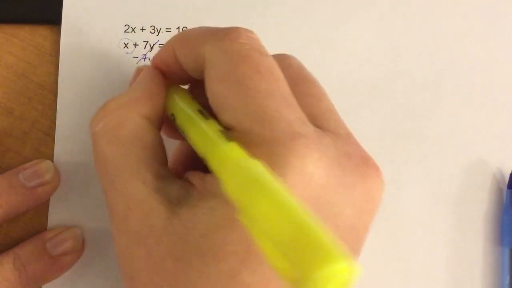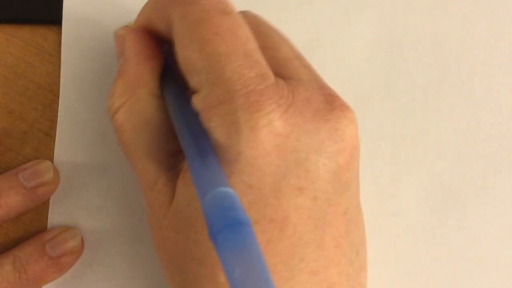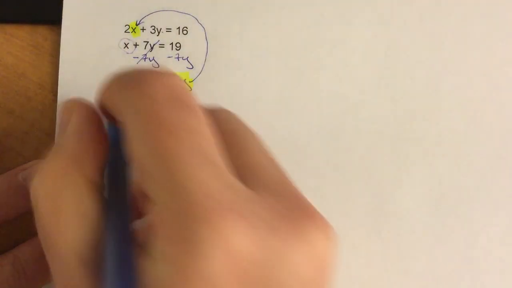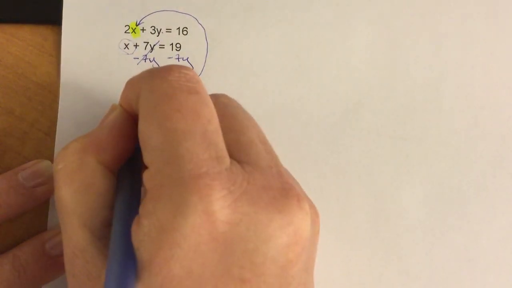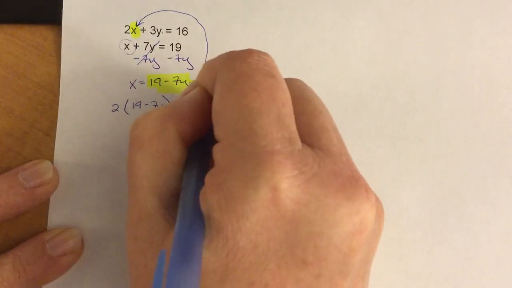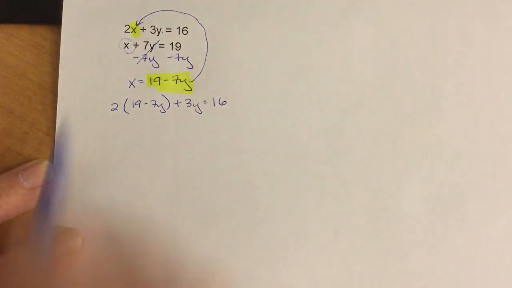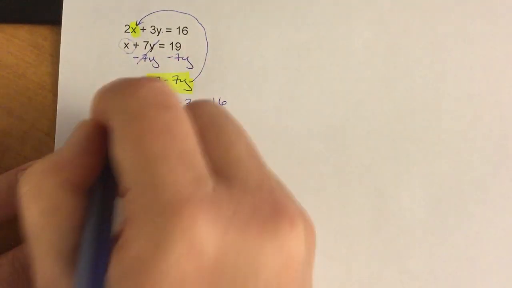So now that I know what x is equal to, I can take this piece and I can plug it in up here for x. So I'm going to take this and plug it in for x. So we've got 2 times 19 minus 7y plus 3y equals 16. So I just plugged x in up here. Now we need to distribute this.